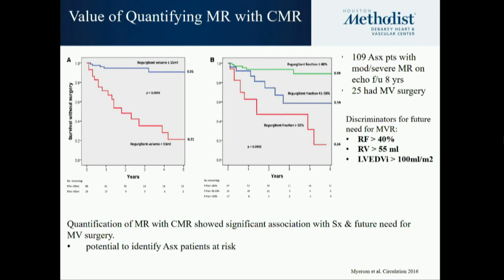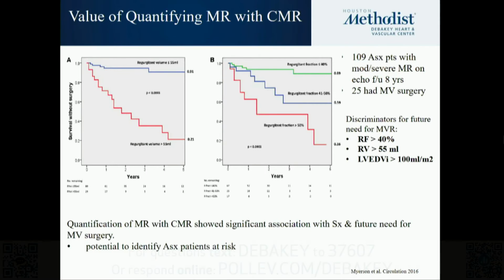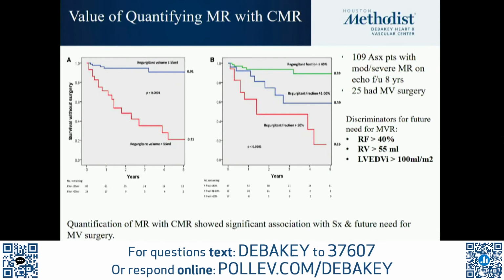And what they found was the future discriminators for need for mitral valve replacement was a regurgitant fraction of more than 40% by MRI, and also a volume of more than 55, and also having indexed LV end diastolic volume more than 100. And so similarly, like the AR population, we know that from the MR population that we are able to maybe identify at-risk patients that will go on to need surgery or valve intervention down the road.